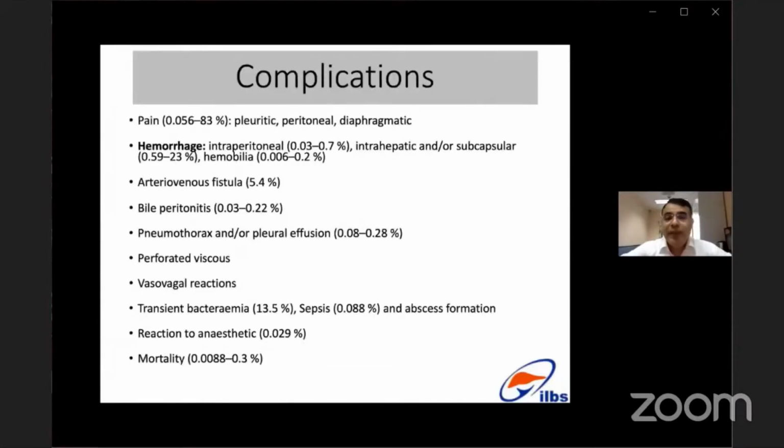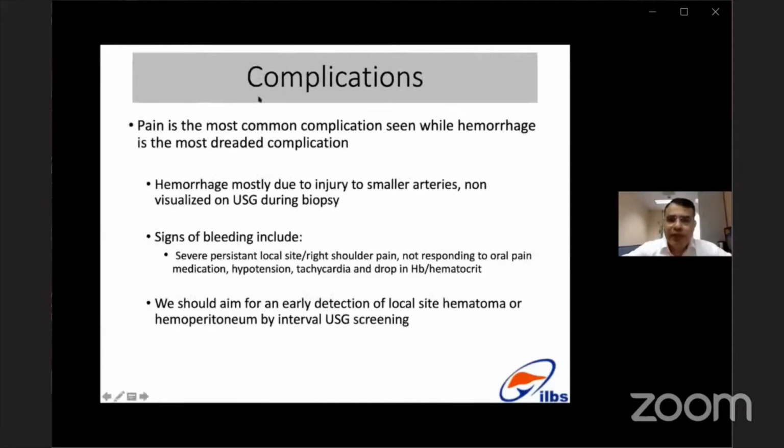So coming to complications, there is a whole list of complications. However, the most common would be the pain and hemorrhage, but there may be arteriovenous fistulas, biliary peritonitis, pneumothorax. But if you take different precautions, then you are not going to perforate the viscus, you are not going to perforate the gallbladder, especially with imaging guidance. So the two more common things which we are left with are pain and hemorrhage. Pain is the most common complication, while hemorrhage is the most dreaded complication. And hemorrhage is mostly due to injury to smaller arteries, which are not visualized even during USG guided biopsies.